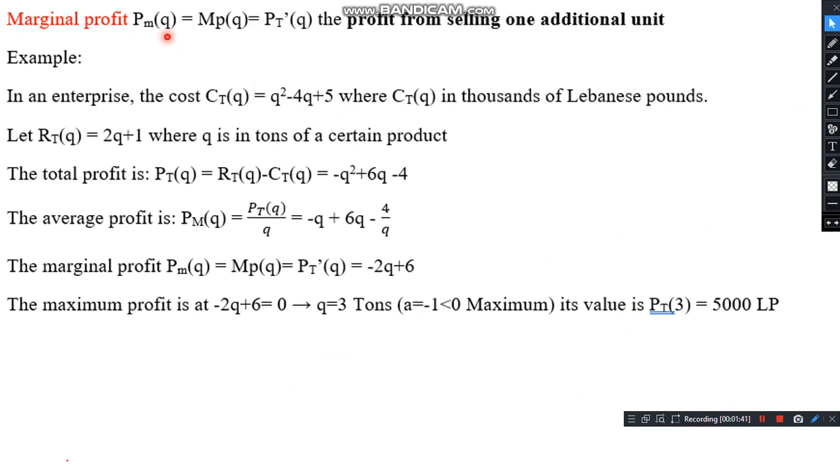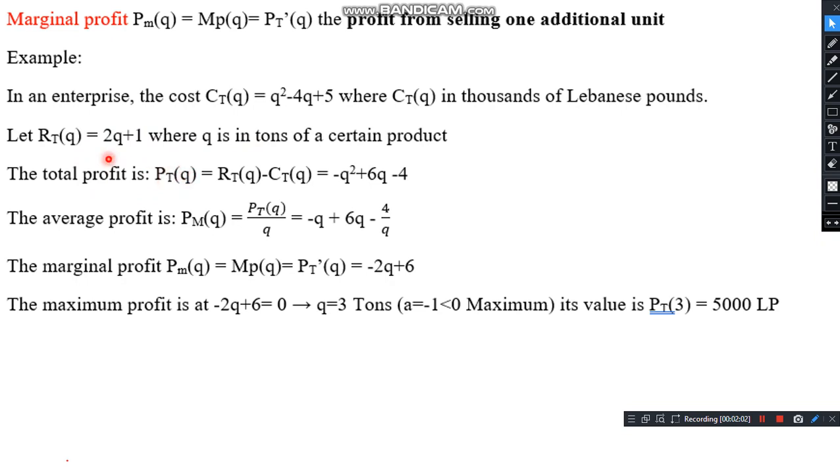Similarly for marginal profit, marginal profit is also denoted P small m of Q. It's the derivative of the profit from selling one additional unit. Suppose you have this example, this is the total cost, it's in 1,000, and I give you the revenue where Q is in tons. Find the total profit.